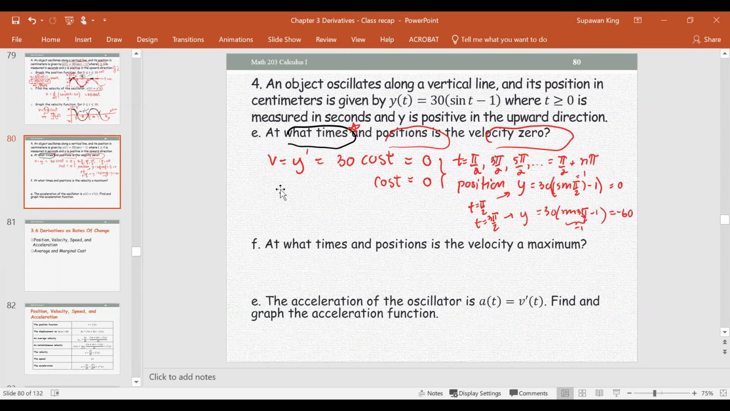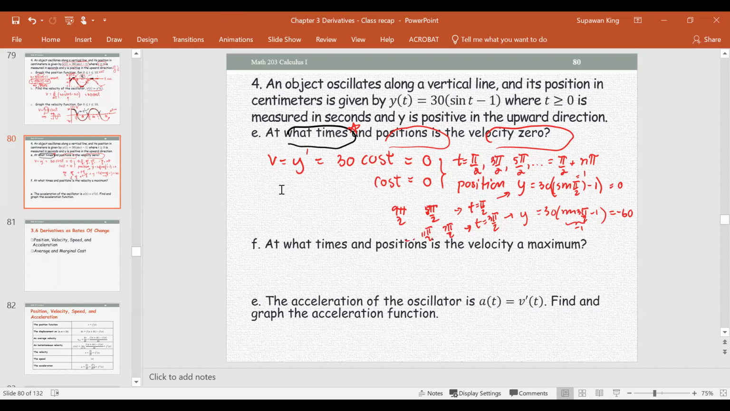And next, the graph goes back and forth. That means the group of pi over 2, and then skipping 3 pi over 2, is going to be the same as 5 pi over 2, and the next one is going to be 9 pi over 2. So every revolution, or every 2 pi, you hit the same point. Same as when t equals 3 pi over 2: another revolution, another 2 pi, you get the same position, which is negative 60. So another 2 pi from 3 pi over 2 is going to be 7 pi over 2, 11 pi over 2, and so forth.